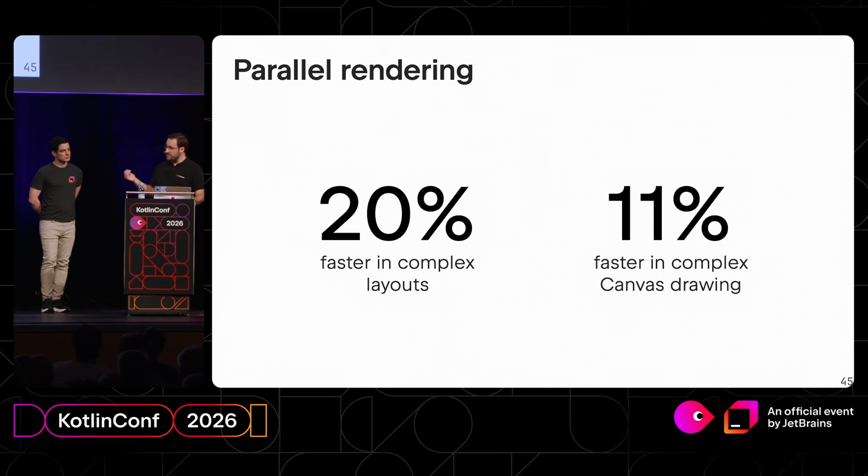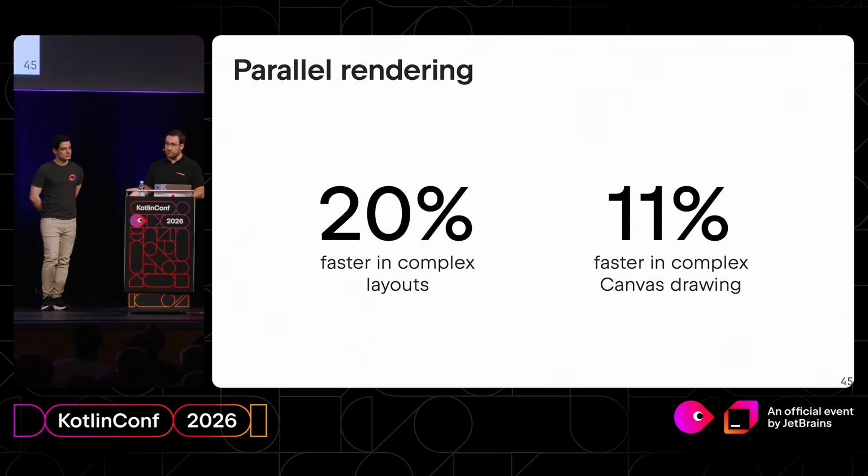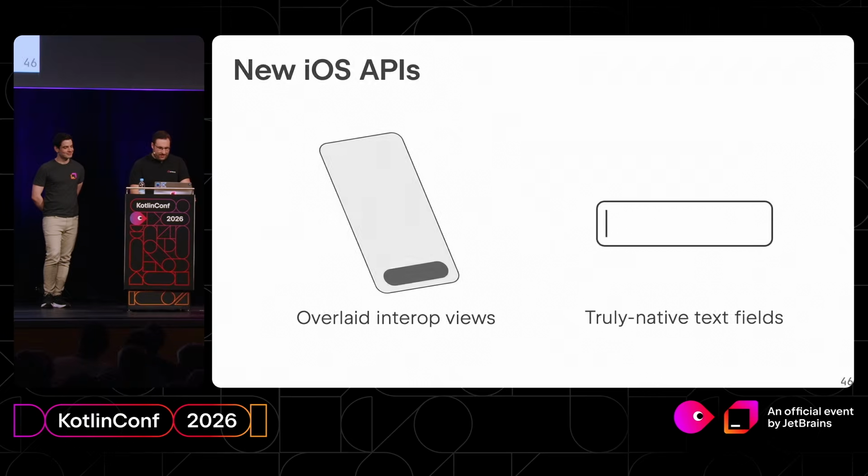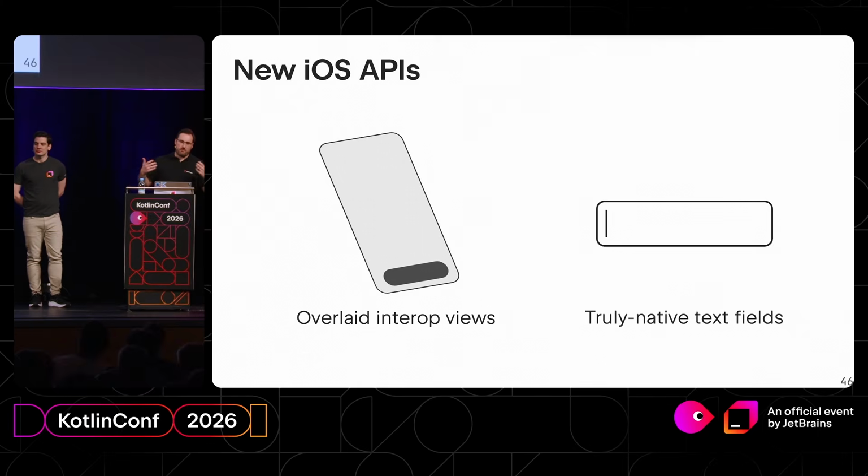And we're looking at this in our benchmarks, and we're seeing that if you have complex layouts, you're getting up to 20% improvements. And if you're heavily relying on canvas drawing, so canvas-based rendering for components, then we're also seeing somewhere a little bit above 10%, some might say 11%, performance improvements here. Now, these were all changes that were under the hood, right? You don't really have to do anything, you just get them for free by upgrading.